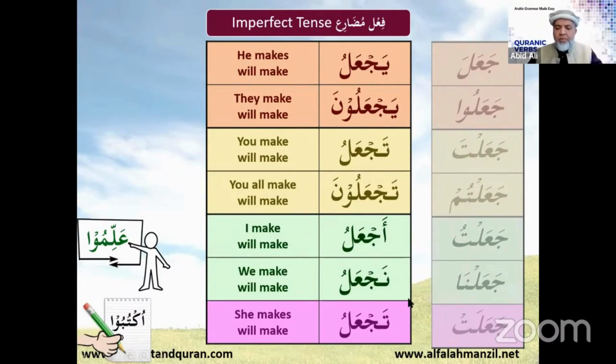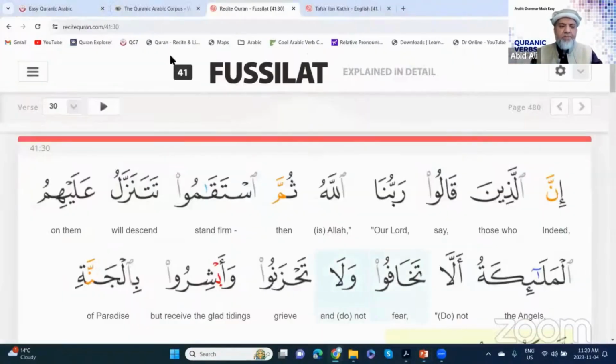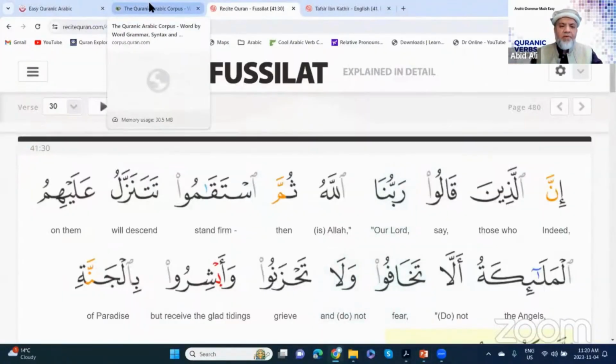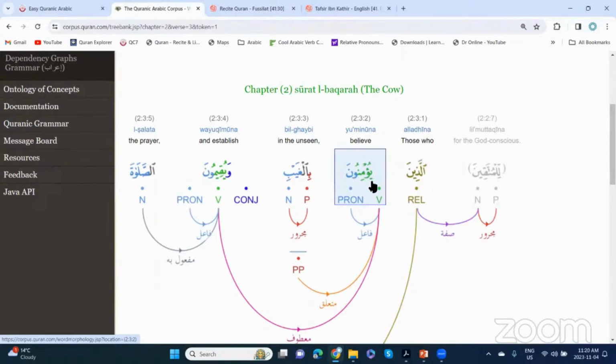So now let me take you to the Quran. For example, you have read Surah Al-Baqarah how many times? You read it a lot, right? So look at this: Alladhina yu'minuna. What is yu'minuna? Look at the alamat mudari. Is this ya? Yes. They believe.